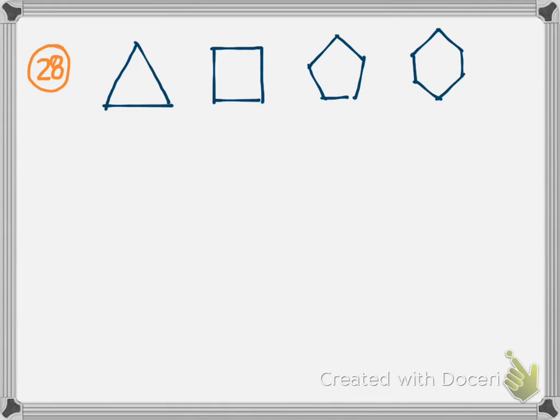So I need to first think about, well, what are going to be all these angle measures? If I've got a regular triangle, all my angles are congruent. Remember, to be regular, all the angles are congruent. So each of these are 60. So I've got 3 60s for the triangle. In a square, my regular quadrilateral, I know I've got 4 90s.